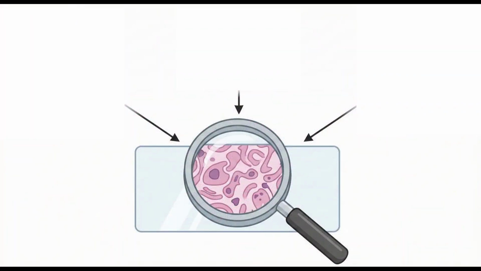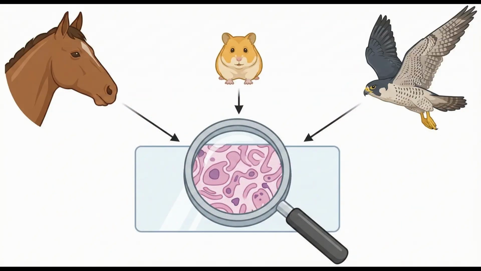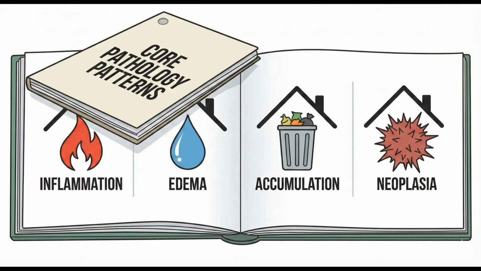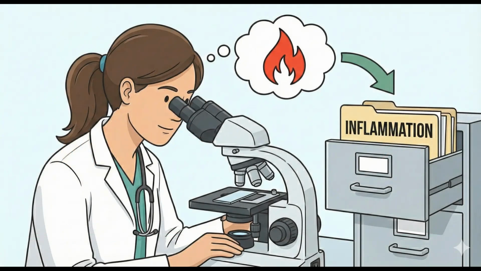It doesn't matter if you're looking at a horse, a hamster, or a hawk. The pattern of acute inflammation looks very similar between the three. Once you learn the core patterns, this limited vocabulary of body responses, you can start to diagnose and categorize diseases that you've never seen before just by recognizing the reaction.